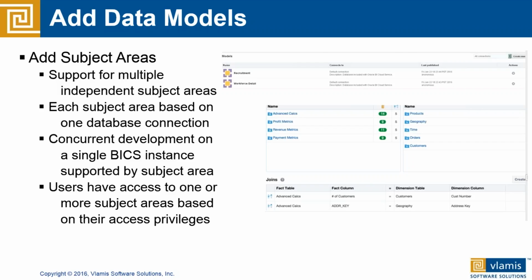Now, users, of course, have to have access to one or more subject areas, and you can control that now based on their access privileges so that some users get access to one place and not to another. And we use this extensively within Vlamis because we have our BICS account that we use to look at various demo data sets and control who can see what. We even have, for instance, a test drive capability I'll talk about later. And this is the security we use to make sure the test drive people are just doing test drive things.